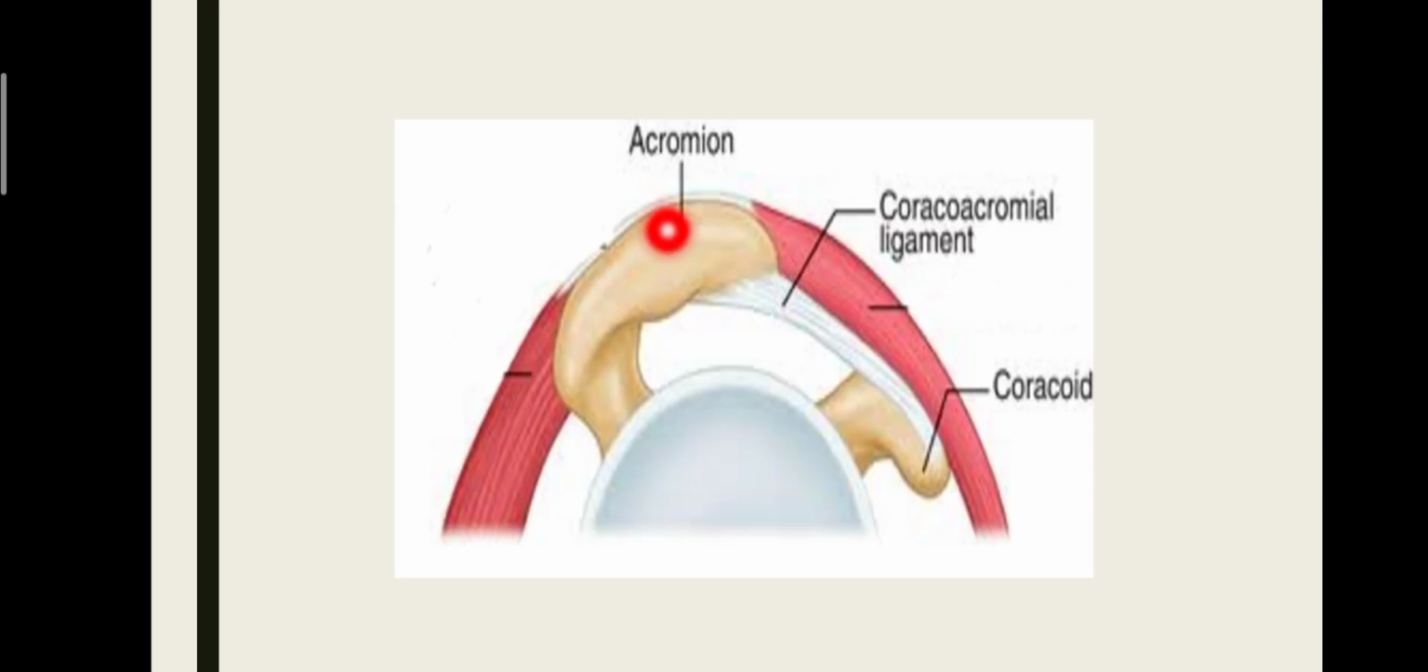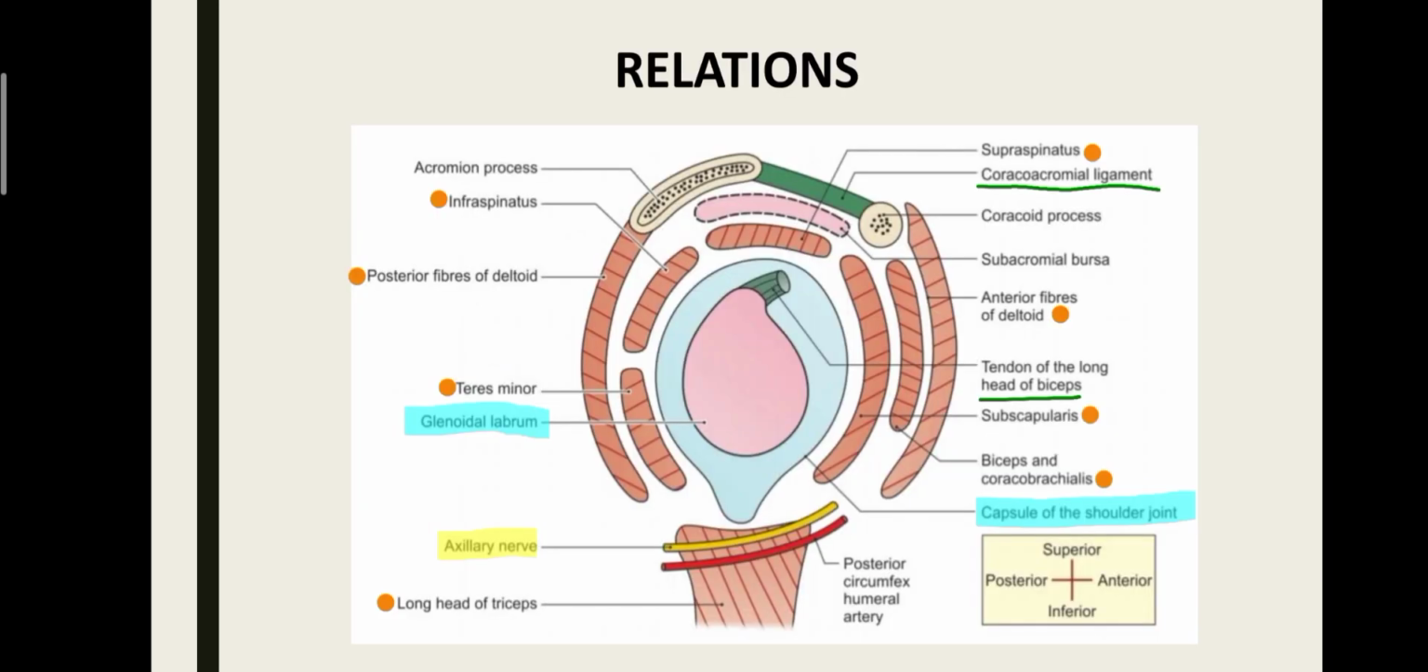See, this is your acromion process and this is your coracoid process, and this white color is your coracoacromial ligament. All these three together is your coracoacromial arch. It is formed superiorly, so it is going to provide support and it prevents superior dislocation of the shoulder joint. Okay. Next, we'll have a look at the relations.